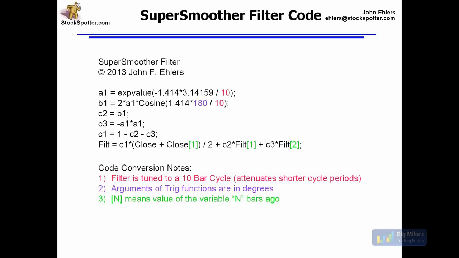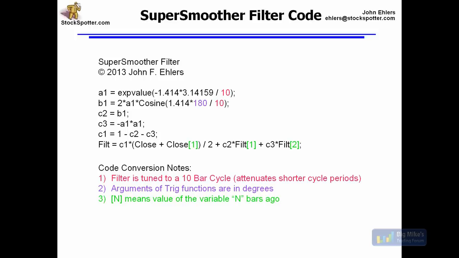So what I do here is I have two variables that I call A1 and B1. They're tuned, in this case, to a critical frequency of a 10-bar cycle. And I use A1 and B1 to calculate the coefficients C1, C2, and C3. And these are coefficients in the filter itself. So here's the expression to compute the super smoother itself. I call the variable filt, and it's simply coefficient number 1 times the average of today's close and the close 1 bar ago, plus C2 times the value of filter that I computed 1 bar ago, and C3 times the value of filter that I computed 2 bars ago.